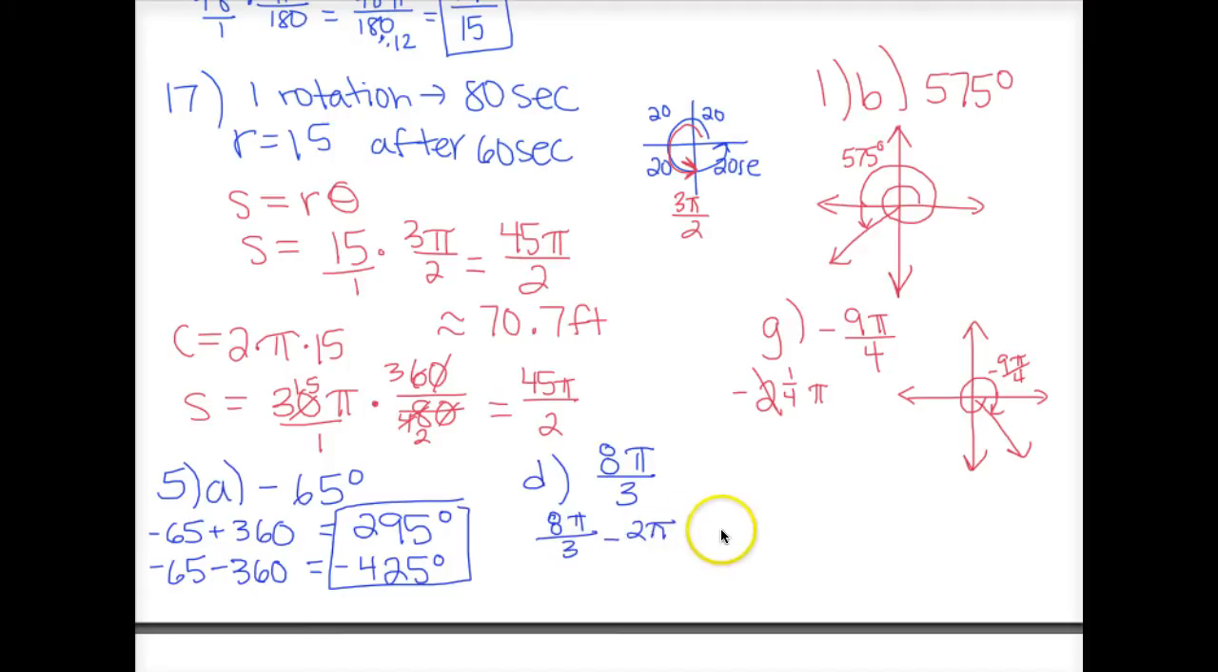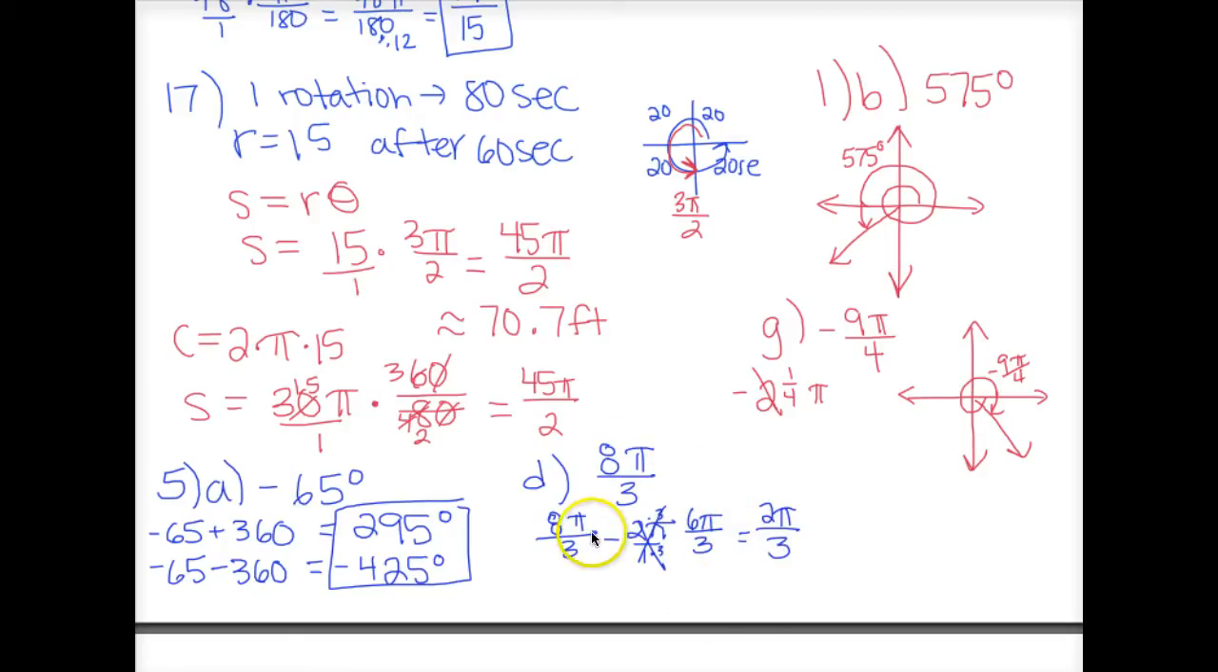Remember that when you subtract, you need a common denominator. So I'm going to change this 2 pi to 6 pi over 3 because, again, this one had a denominator of 1. So if I need to multiply the bottom by 3, I also multiply the top by 3. So instead of writing 2 pi, I'm going to write 6 pi over 3. So now 8 pi over 3, take away 6 pi over 3, is going to give you 2 pi over 3. So 2 pi over 3 is a positive coterminal angle for 8 pi over 3.